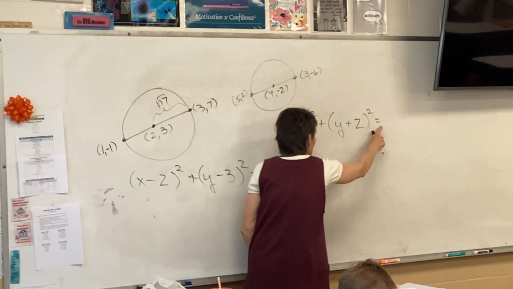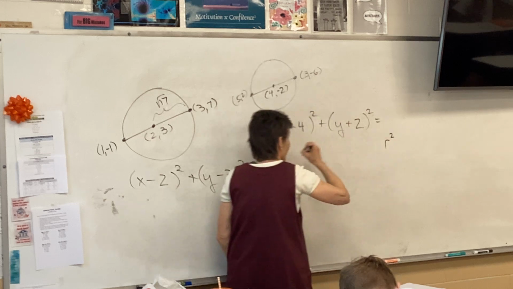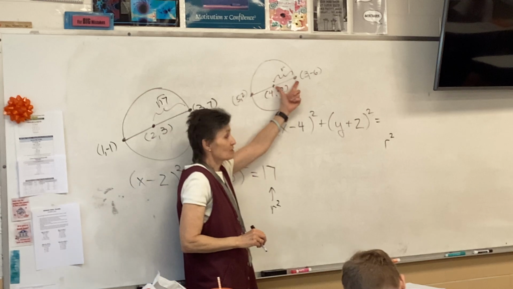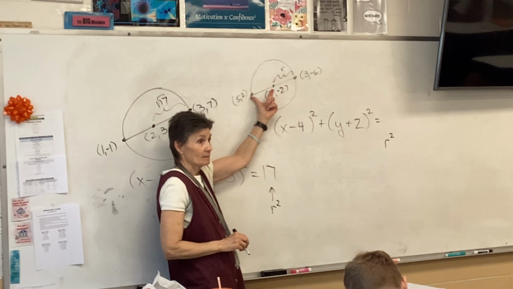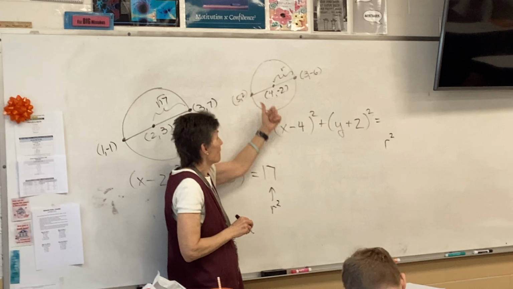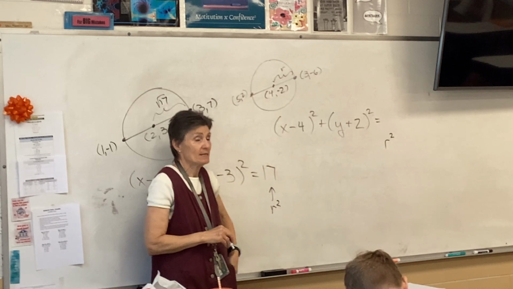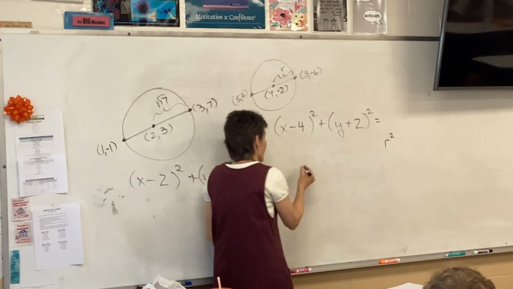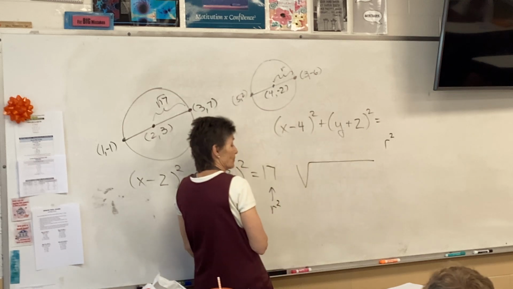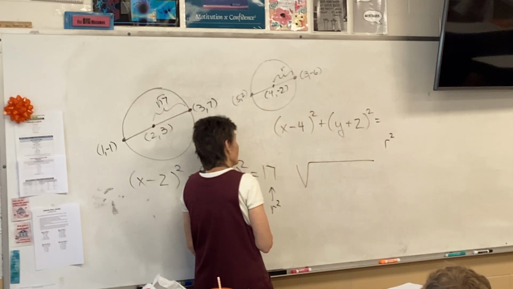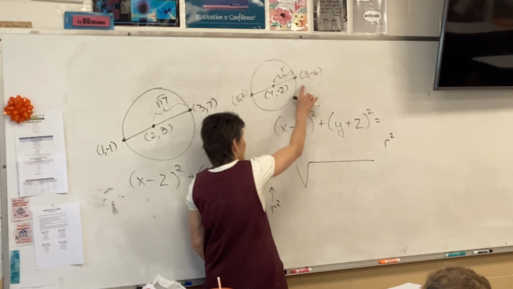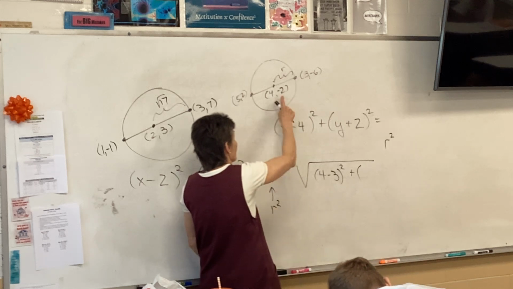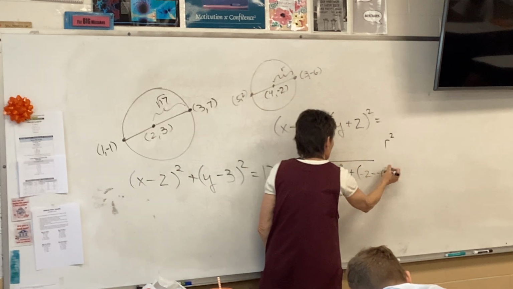And now I need to know what goes here, and that is going to be my radius squared, and this is going to be my radius. Now, I keep using this pair. Would this also be a radius? Yeah, doesn't matter. Okay, so how do I find my radius? I use my distance formula, which is the radical. And what do I put under the radical? X minus x squared, and y minus y squared.